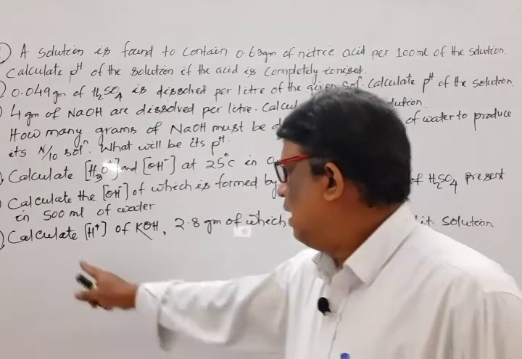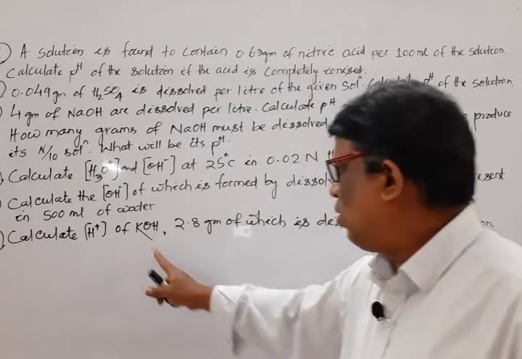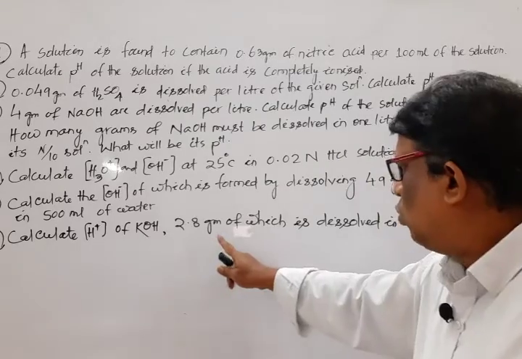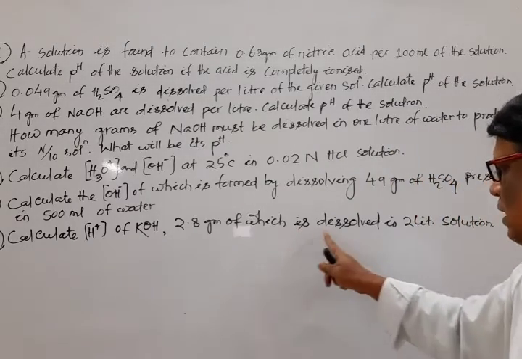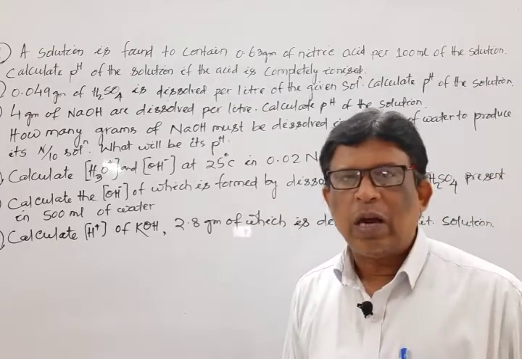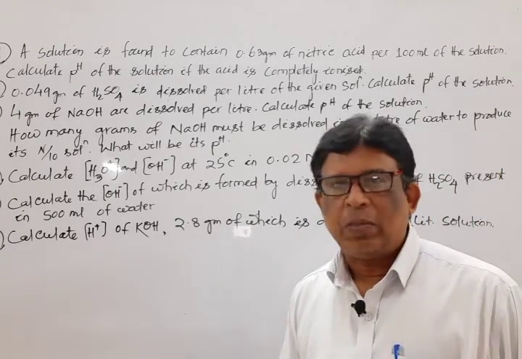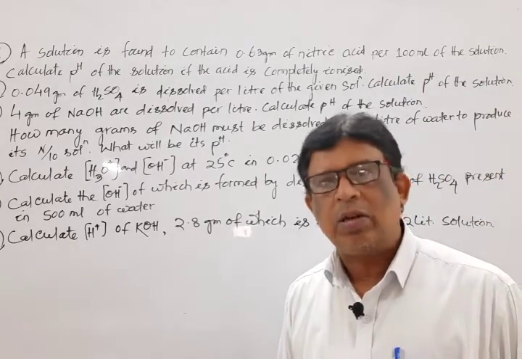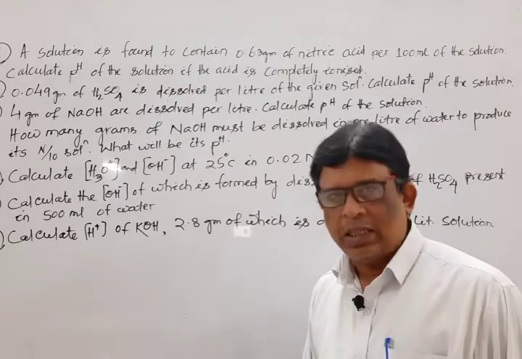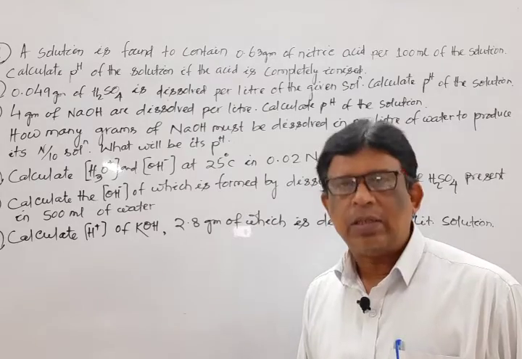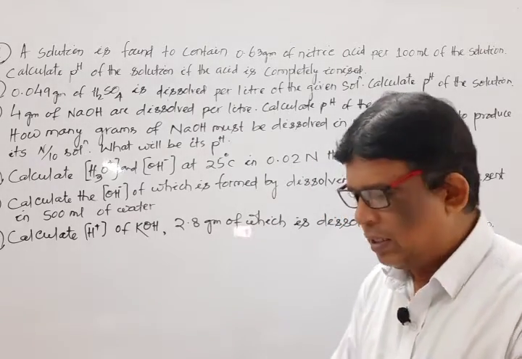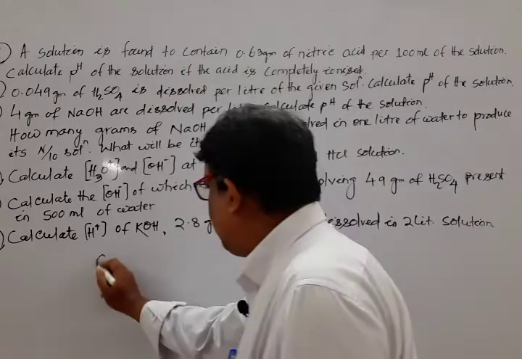Mark that. Calculate the H plus ion concentration of potassium hydroxide, 2.8 gram of which is dissolved in 2 liter of the solution. So we have to calculate the H plus ion concentration of a base. That means first we have to calculate the concentration of a base, that means the OH minus ion concentration, then transfer to the H plus ion concentration. Mark that. We know the answer.